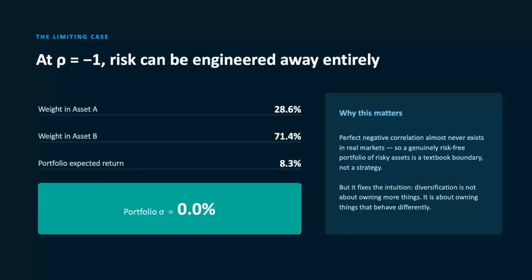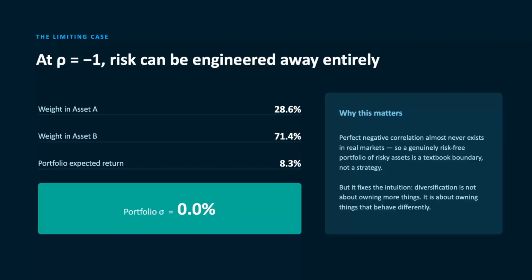Now we'll look at a limiting case, and we are pushing it to the edge. Correlation of -1, that's a perfect mirror. At that correlation, you can do something remarkable. Choose your weights carefully: 28.6% in asset A, 71.4% in asset B, and the two assets cancel each other completely. Portfolio standard deviation 0, not low, 0, and you still collect an expected return of 8.3%.